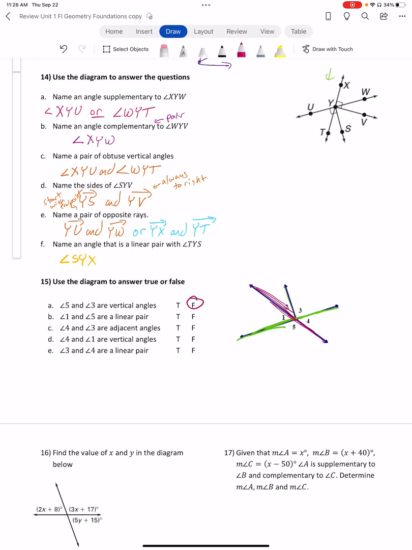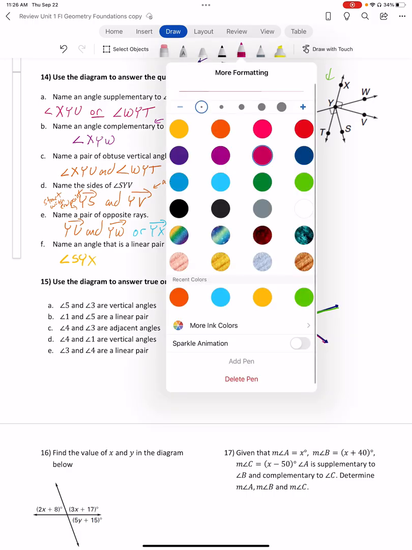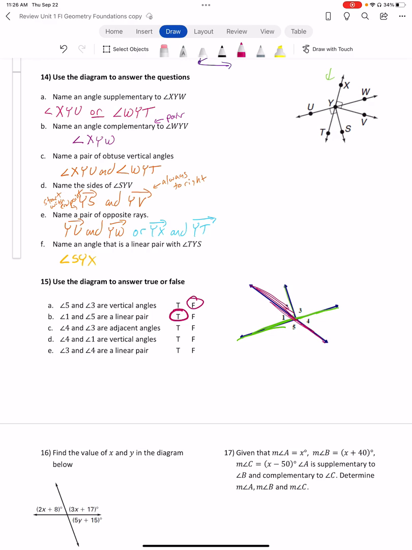1 and 5 are a linear pair. If I mark each line, do they make a straight angle? Yes, they do, so that's going to be true. 4 and 3 are adjacent. That is true. They share a side, the side right here. 1 and 4 are vertical. That's true because they're both made of a green line and a magenta line, if you will. So that is also going to be true.